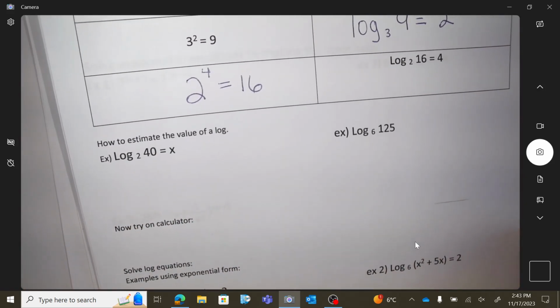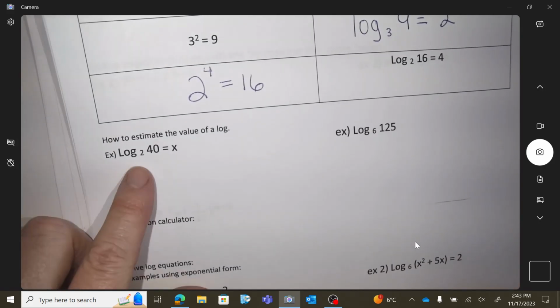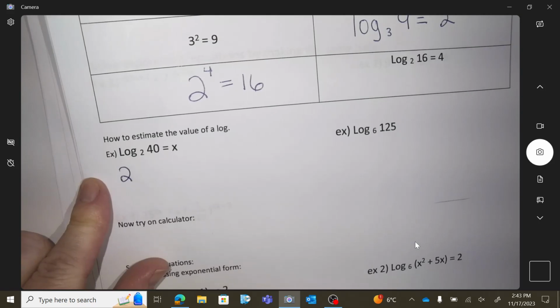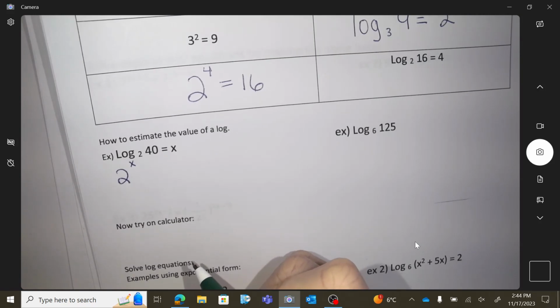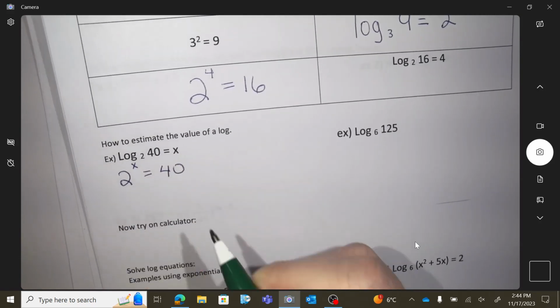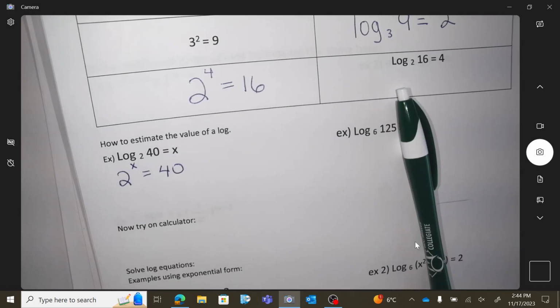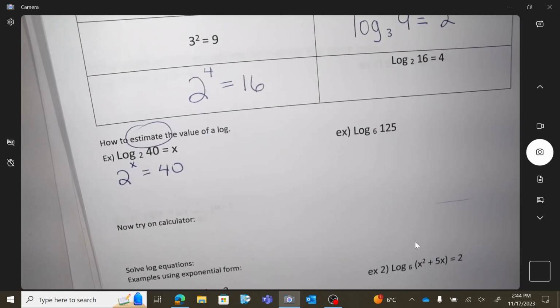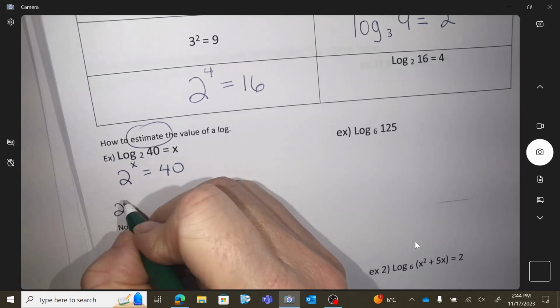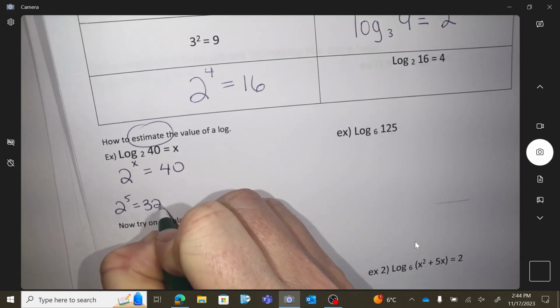Estimating logs. So the base is 2. I'm trying to figure out the exponent x, and the result was 40. For an estimate, I'm not allowed to have a calculator. On your provincial exam, this would be on the section without a calculator. Do you guys know any 2 to the somethings that could get us close to 40? 2 to the 5 is what? 32.